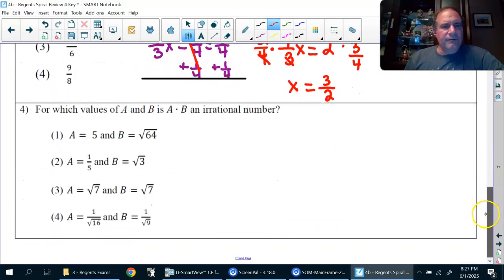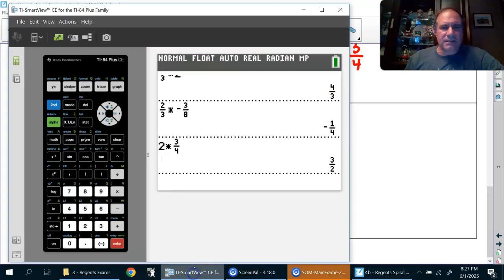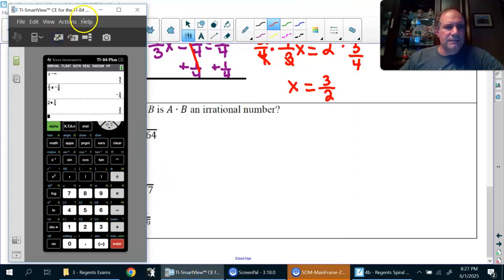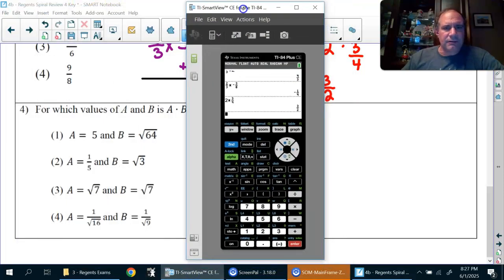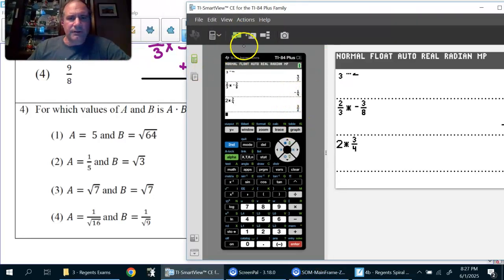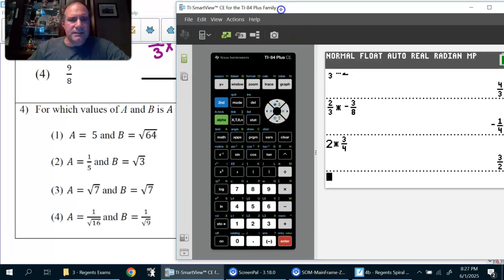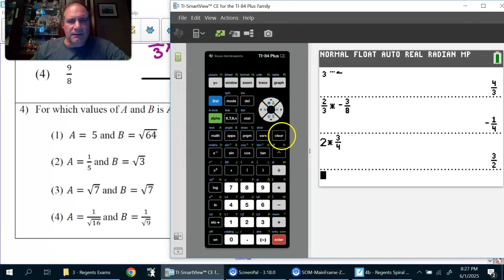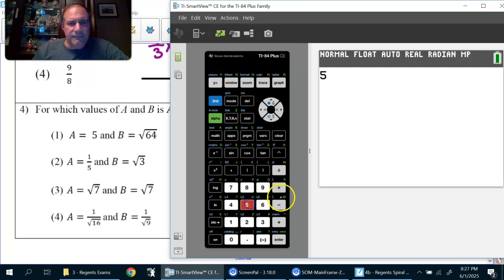For which values of a and b is a times b an irrational number? So you have to multiply, right? You could just put this in the calculator. It's not a difficult thing right here. So I'm just going to move this over. I'm going to move my face over here, and I'm going to make sure that we see exactly what's going on here. So we're going to just put 5 times square root of 64.